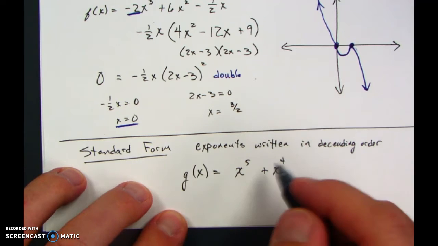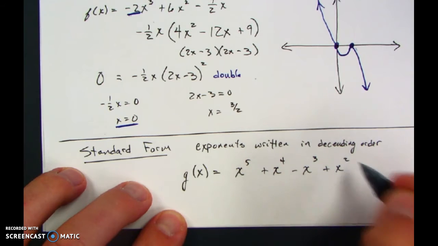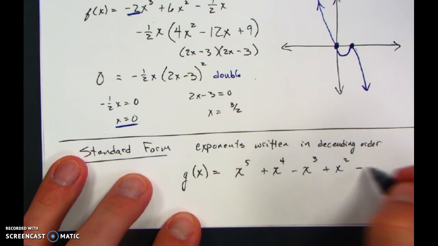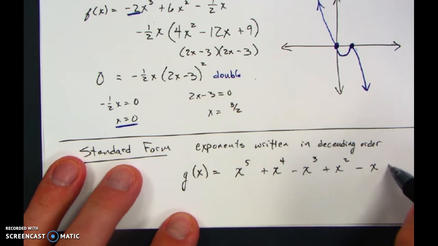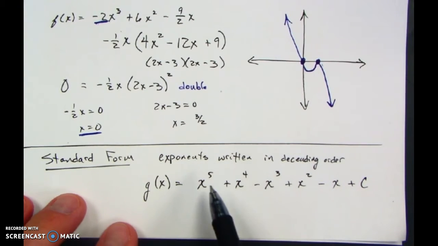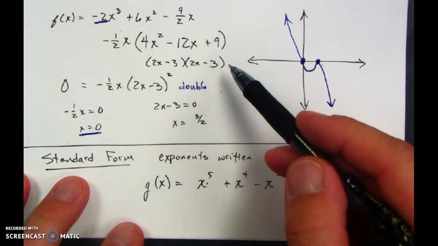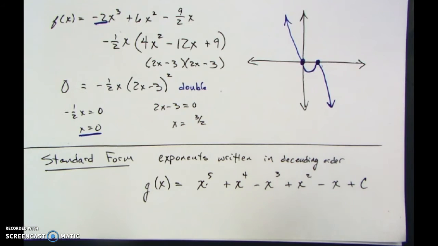to x to the 4th minus an x cubed plus an x squared. We can see how these exponents are counting down. Minus x, and then whatever constant we have on the end there, plus 0, plus 1, minus 2, whatever it might be, plus our constant. And so that would be standard form, where it's all in one form, it's not factored. So it's in our standard form, and those exponents are counting down.